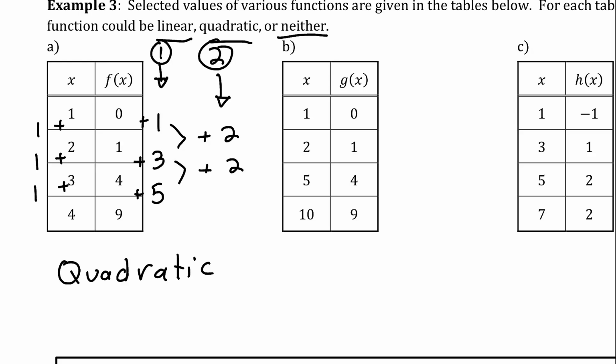B is going to try to trick you a little bit. They give you 1, 0, 2, 1, 5, 4, and 10, 9. The x's are not going to go up by the same amount, which makes it kind of tricky. I'm going up by 1, then I'm going to go up by 3, and then I'm going to go up by 5.